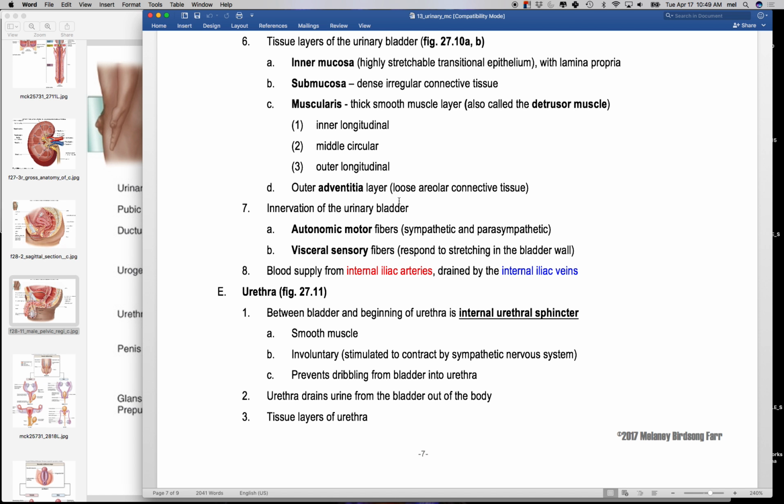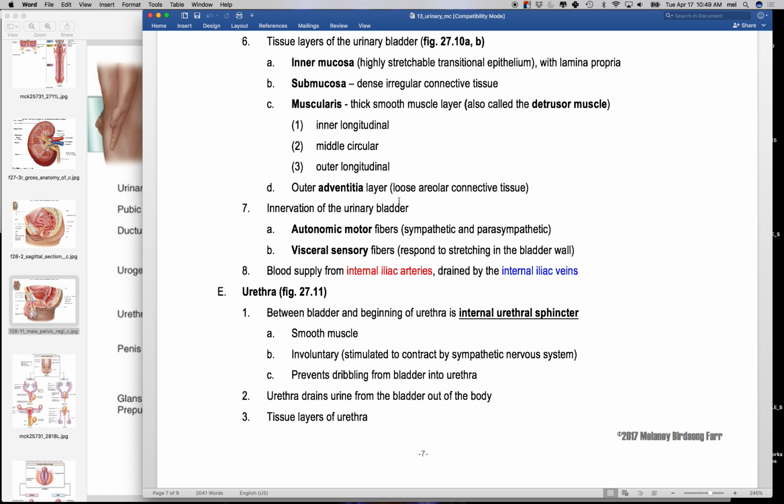So think about this before you answer. Autonomic motor innervation, and I have sympathetic and parasympathetic. What do you think is going to, under normal circumstances, usually cause contraction of the detrusor muscle in the wall of the urinary bladder? Sympathetic or parasympathetic innervation? It's parasympathetic.